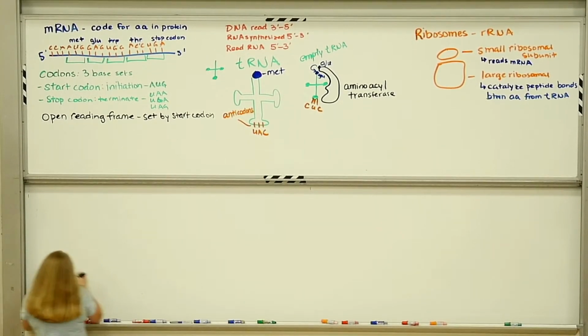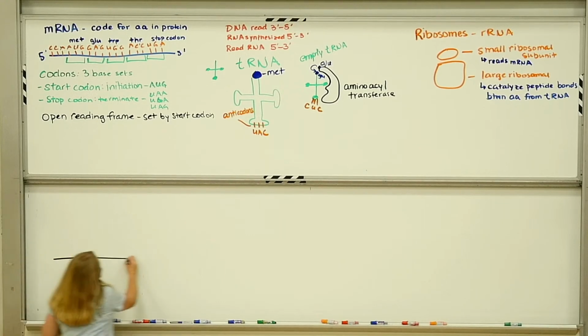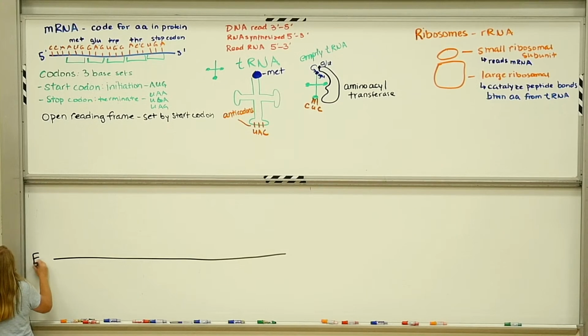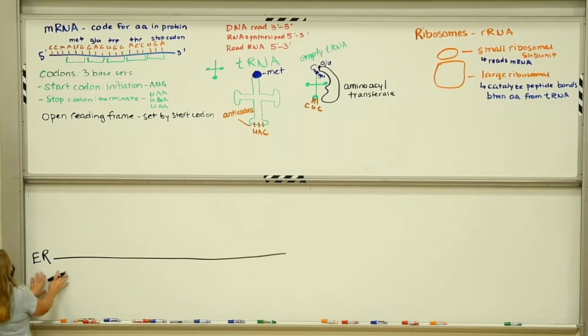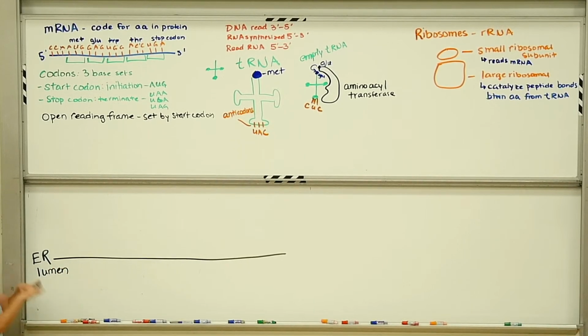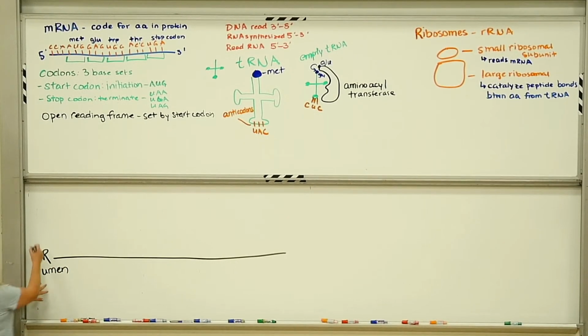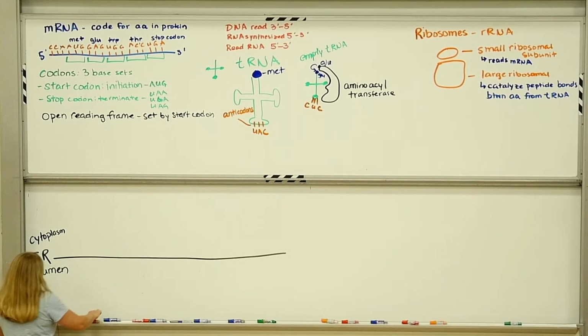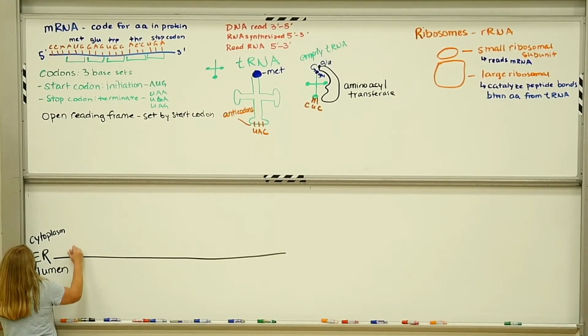So here is our endoplasmic reticulum. This side down here is the lumen of the ER. So that's inside the membrane. This portion up here will be the cytoplasm. You'll have a transmembrane protein in here called an SRP receptor.